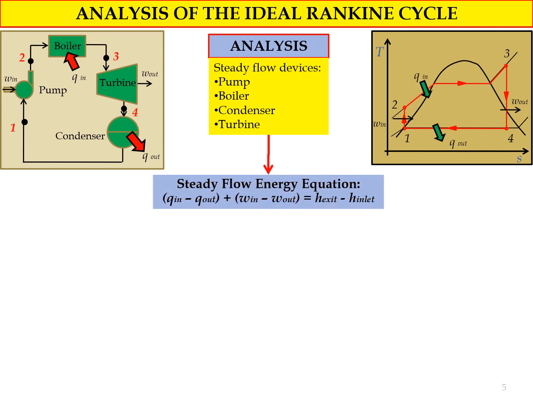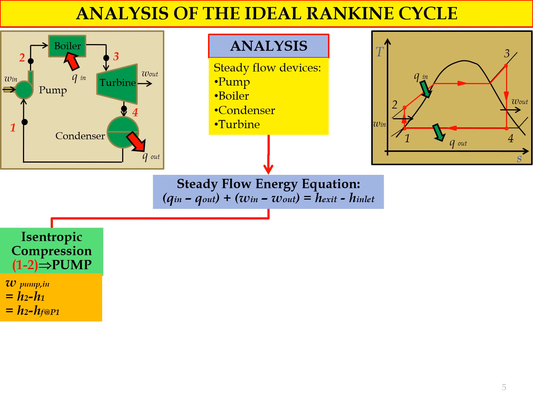From the steady flow energy equation, we know that Q in minus Q out plus work in minus work out is equal to H exit minus H inlet. We neglect the kinetic and also the potential energy, since the ratio is extremely small compared to this energy. First we look into the isentropic compression by the pump, which is process 1 to 2. The work pump in is equal to H2 minus H1, or also equal to H2 minus H fluid saturated at pressure P1.